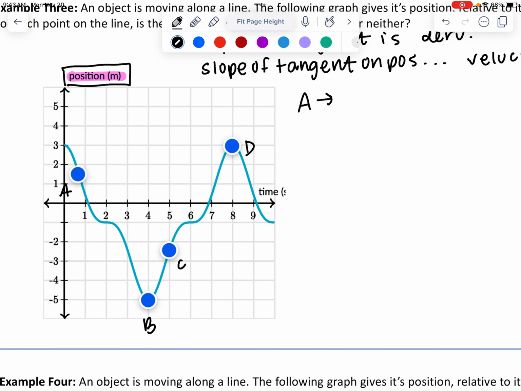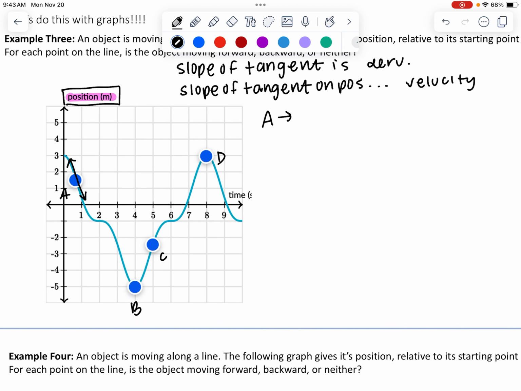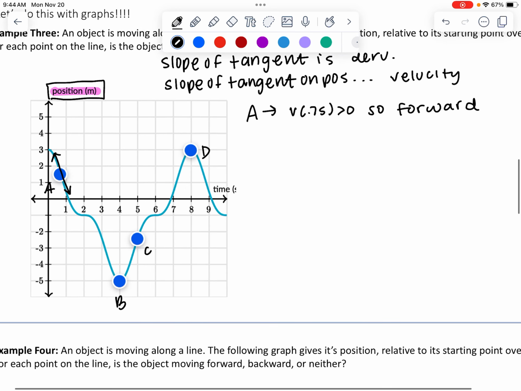And so what I'm going to do here is, at all these points, I am going to draw a tangent line real quickly. And again, I'm not really concerned about what the velocity is, I'm just concerned about its sign. So the slope of the tangent line right here is positive. Let's say it's not 1, I'm just going to say 0.75. So I'm going to say velocity at 0.75 is greater than 0. So it's moving forward because the velocity is greater than 0 there. And that's just opposite here. The slope of that tangent line is negative. So that means the velocity at 0.75 is less than 0. And so it's moving backwards.